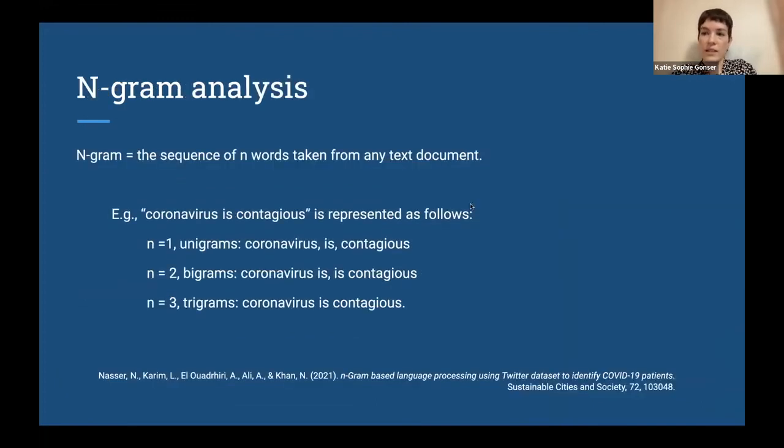So then once we had done this manual portion, we wanted to do the Ngram analysis. For those of you who don't know, an Ngram is a sequence of N words taken from any text document. So you have unigrams, bigrams, trigrams, and probably also Ngrams for 4 words. I don't know what that's called. If you take, for example, the phrase coronavirus is contagious, if you're looking at unigrams, you'd have coronavirus, is, and contagious. If you're looking at bigrams, there would be coronavirus is and then is contagious. And for trigrams, it will be the entirety of the phrase coronavirus is contagious.